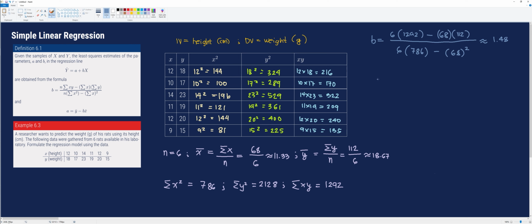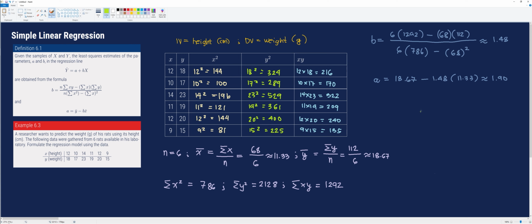And for a, we use the formula sample mean of y, which is equal to 18.67, minus b, which is about 1.48, times the sample mean of x, which is about 11.33. And performing this operation, we will have a value of 1.90 approximately.